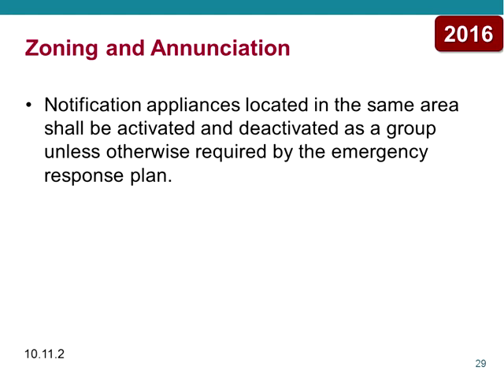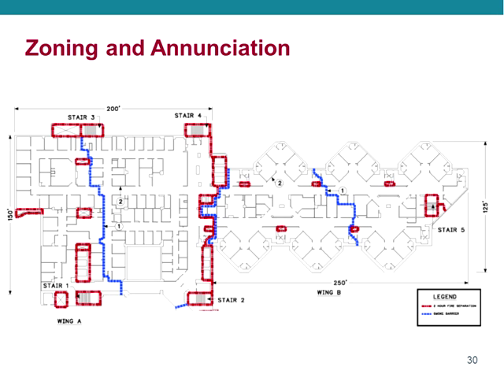Notification appliances located in the same area shall be activated and deactivated as a group, unless otherwise required by the ERP, the Emergency Response Plan. This is primarily for emergency communication systems. It would apply to any full evacuation system, but it's really more intended for ECS because ECS is going to be a partial evacuation in many cases.